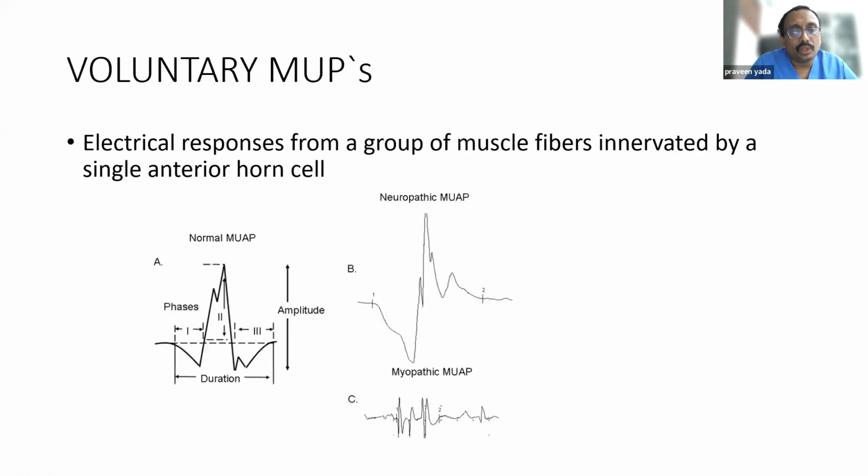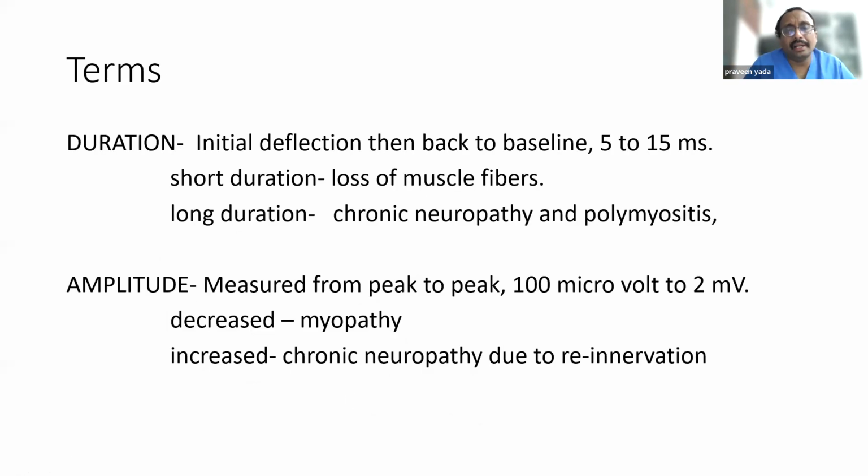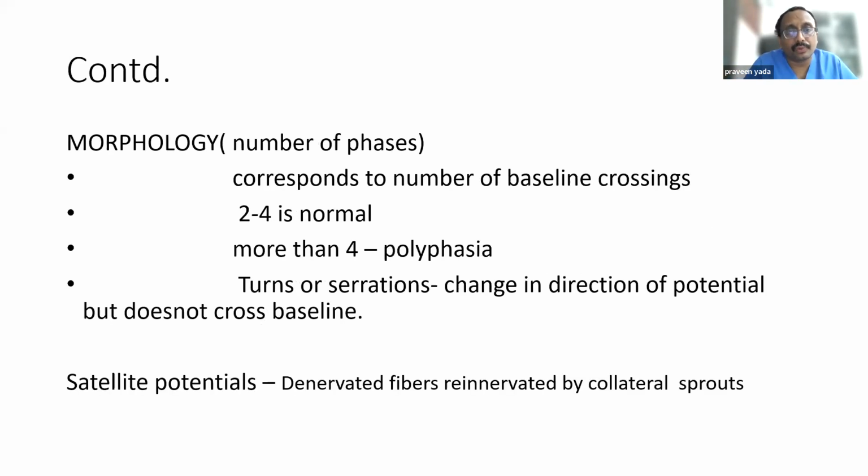Next is the amplitude. Amplitude is measured from peak to peak, lowest peak to the highest peak. That depends on the density and the type of the muscle fiber. Normally, it ranges from 100 microvolts to 2 millivolts. Definitely, as there is muscle destruction in a myopathy, the amplitude will be decreased. Whereas in a chronic neuropathy, though the number of MUPs has come down, they are large because of reinnervation. We'll see some examples for that.